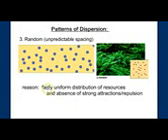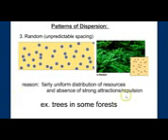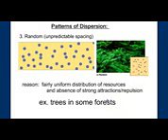Well, we'd have a fairly uniform distribution of resources rather than an uneven distribution, and it's the absence of strong attractions or repulsions that would lead to this random spacing. An example would be trees in certain forests, or these plants here in this picture that have access to the resources but have no reason to either attract or repel each other.